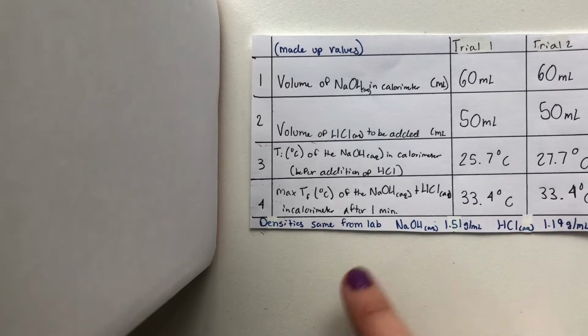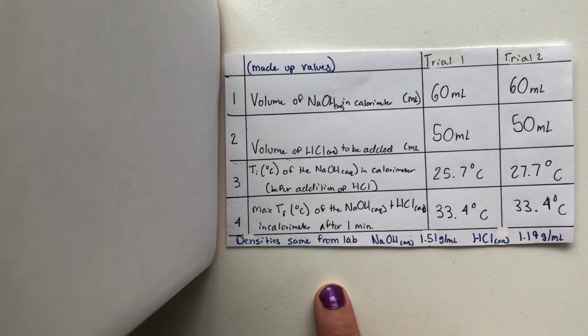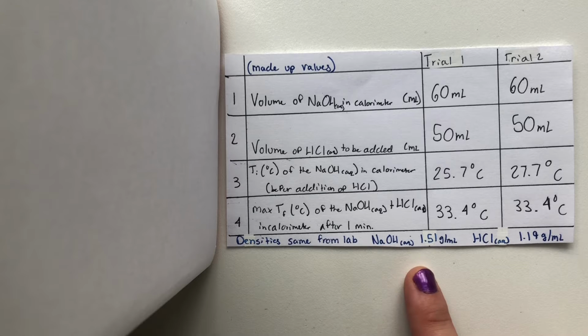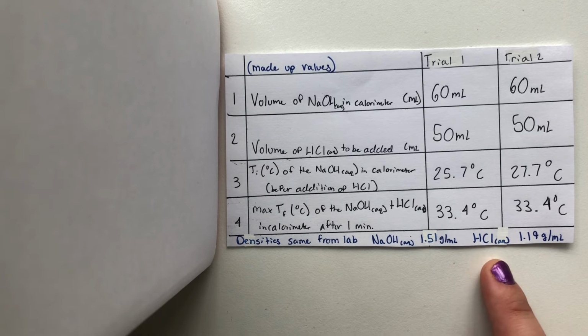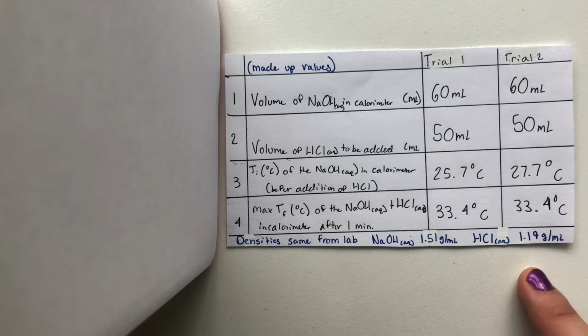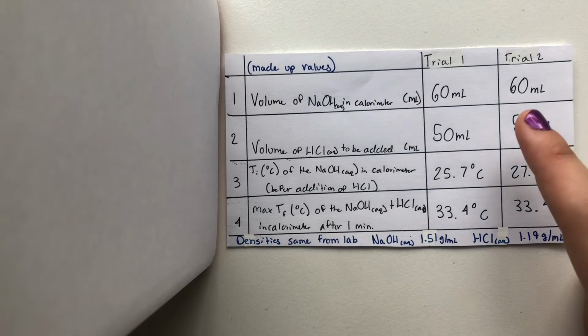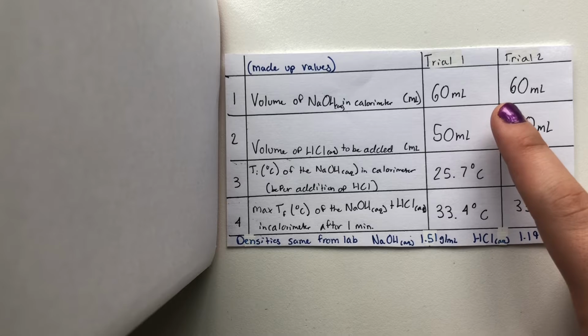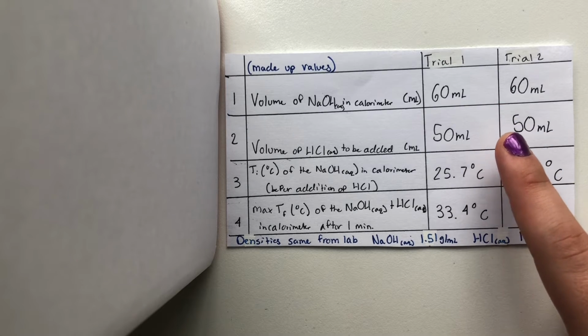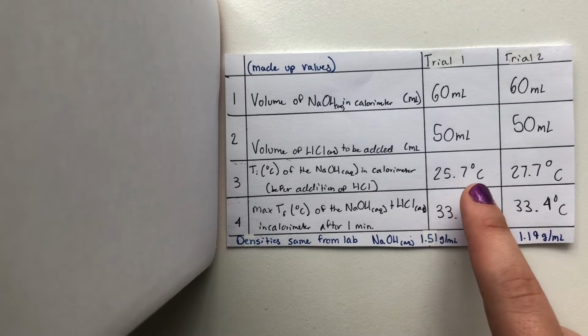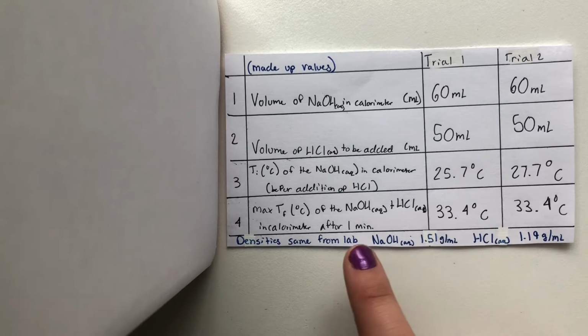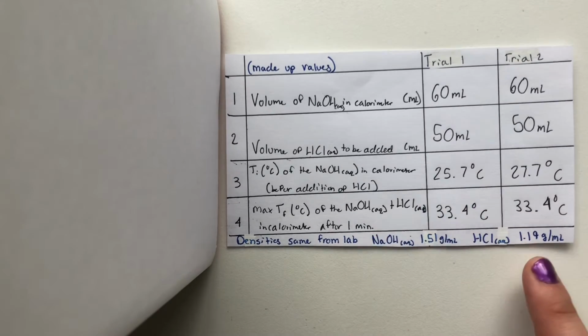up. The only thing that I have not made up are the densities, and they're from the lab. So NaOH is going to be 1.51 grams per milliliter, and HCl is going to be 1.19 grams per milliliter. So we're going to have 60 milliliters of NaOH aqueous. We're going to have 50 milliliters of HCl. Our initial temperature is going to be 25.7 degrees Celsius, and then our max temperature will be 33.4 degrees Celsius.